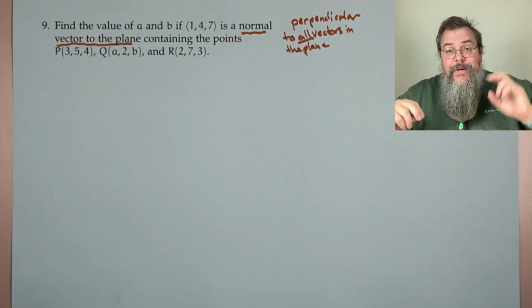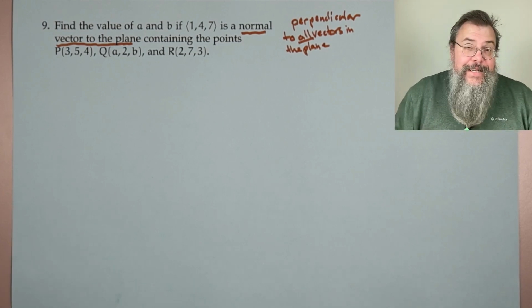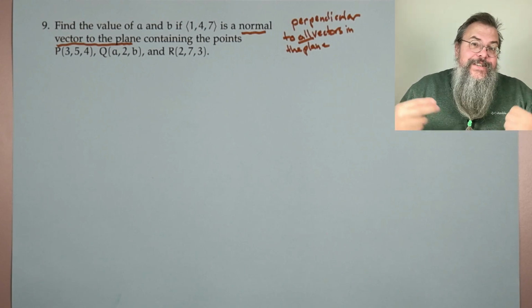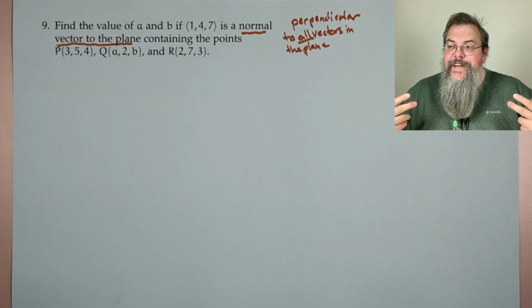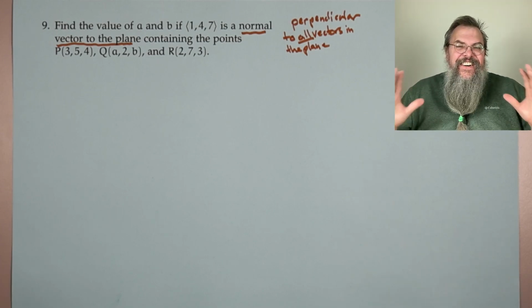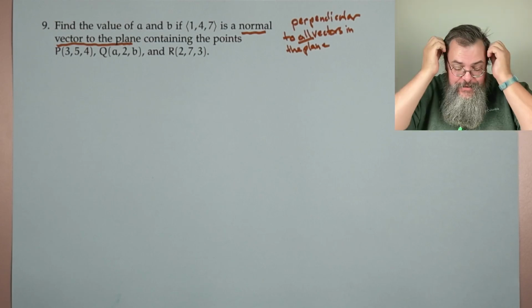Now, I want to talk about 2 ways to do this problem. One way is the way that they intended you to do this problem. The other way is the way that you'd actually do this problem. And we're going to have a discussion. Okay. All right, so here's how they intended you to do this problem.